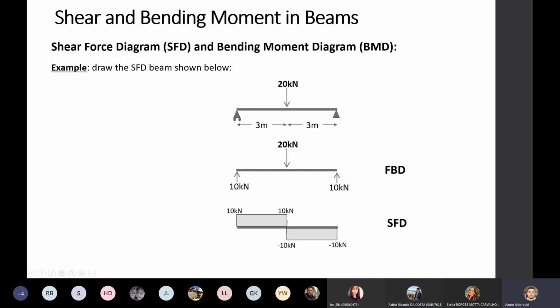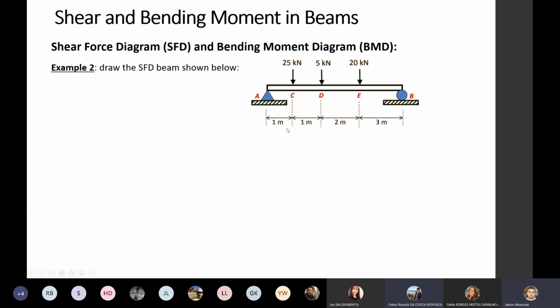But keep in mind, just don't forget, Fabio, if you have a 2 kilonewton here, your reaction forces anyway will be different. It won't be 10 and 10. Yes, but just to make sure. That's what we'll be looking at here. So, to start with, can you all calculate for me the reaction forces at A and B? And I need the answers from everyone, please, this time.